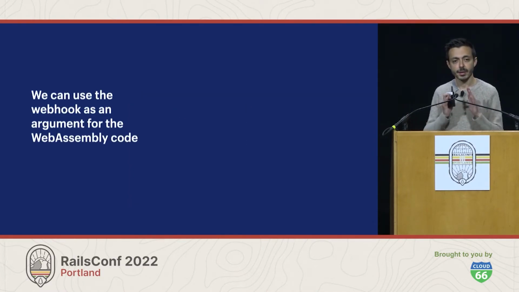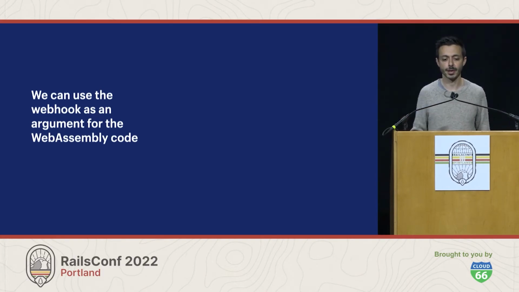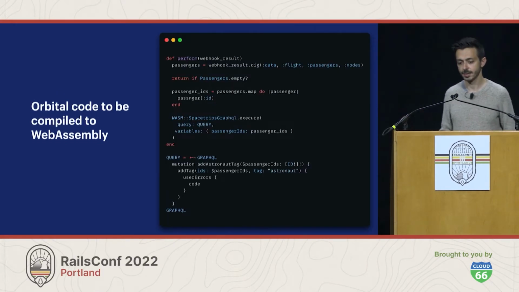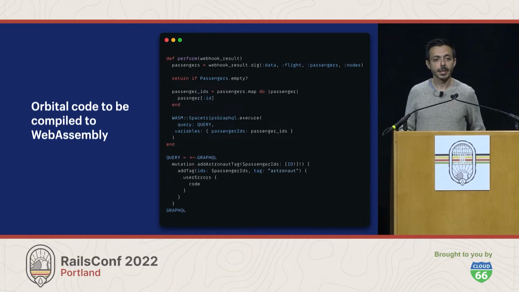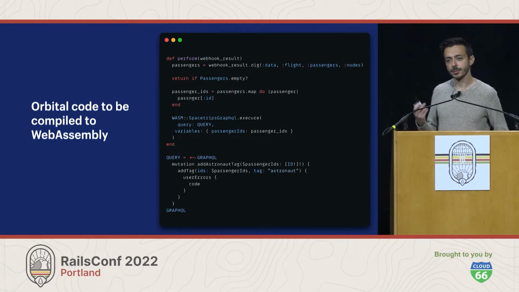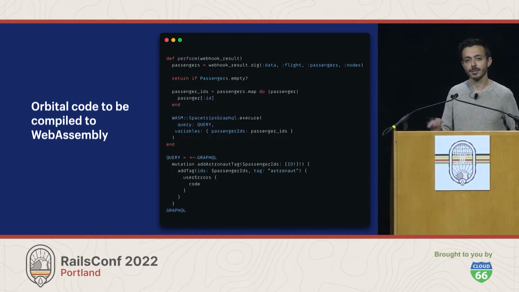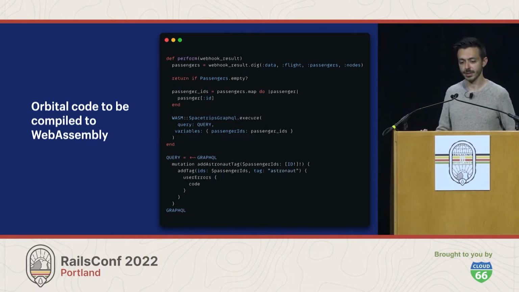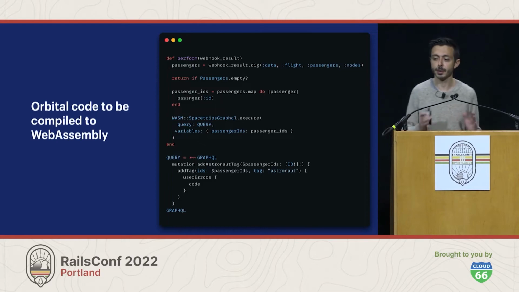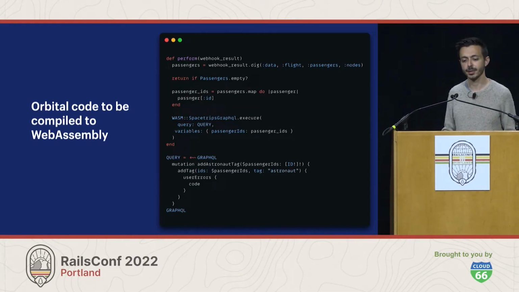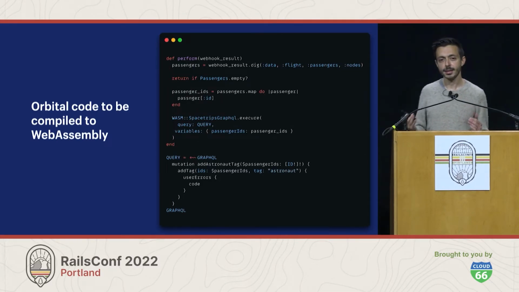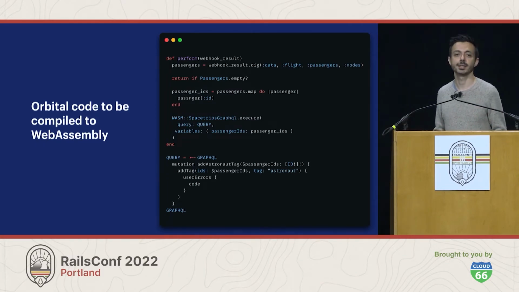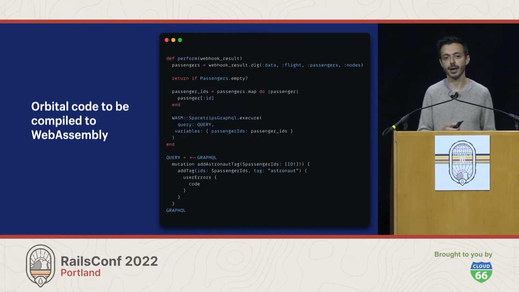In the same way, it's just very simple logic going on in Orbital, so it's very easy to write some code for this. Several languages compile to WebAssembly, and because WebAssembly support is coming soon to Ruby, we can use Ruby for this. And we write a simple method here called perform, and the argument that this method receives is the webhook that we just defined.